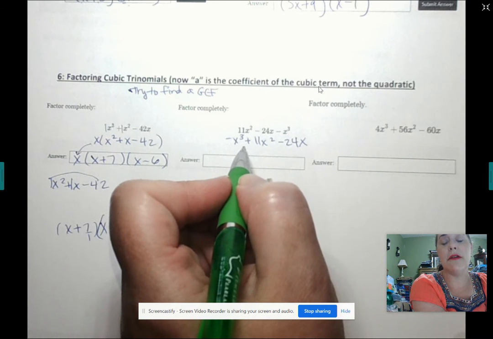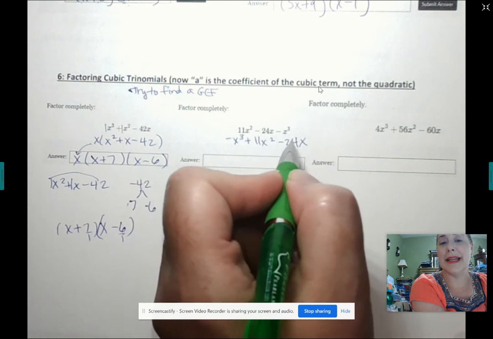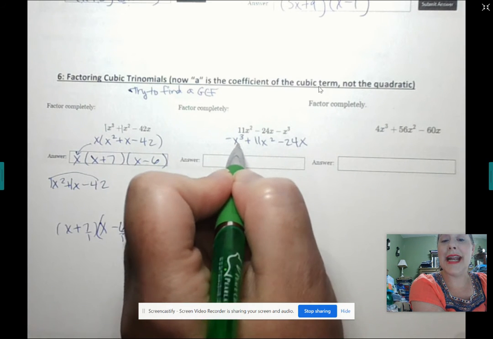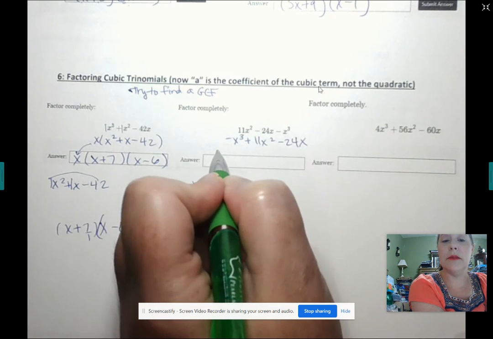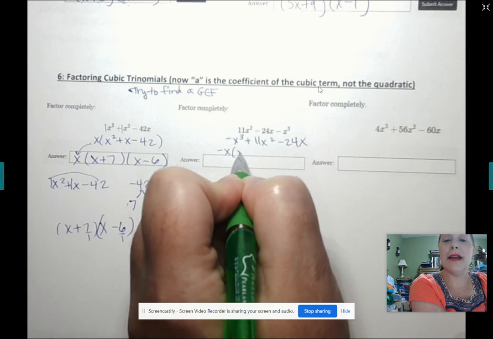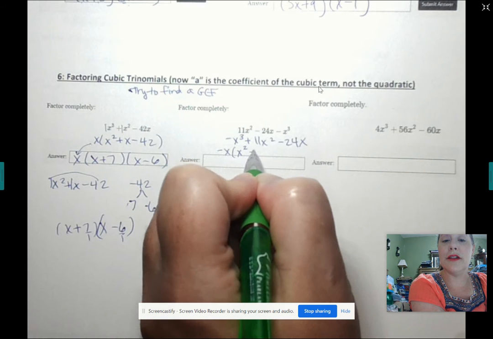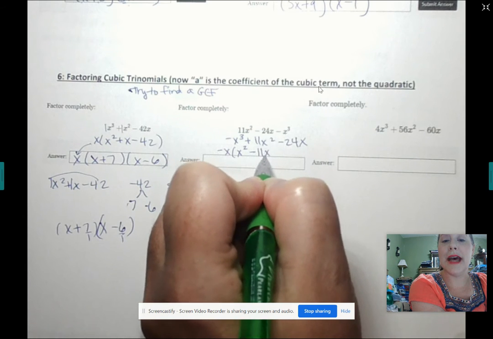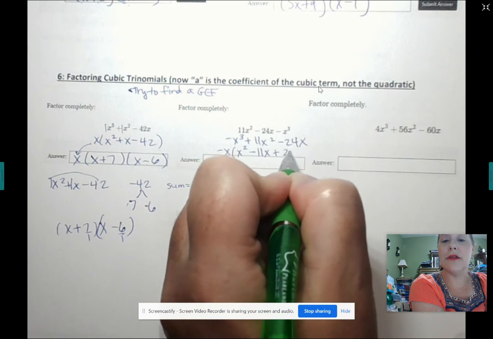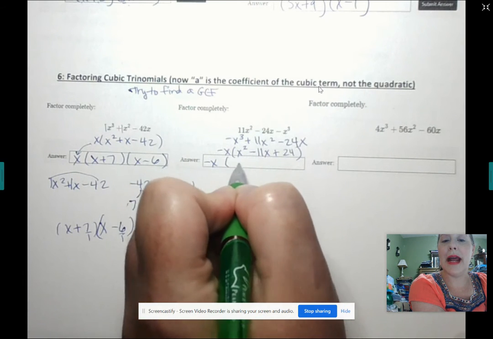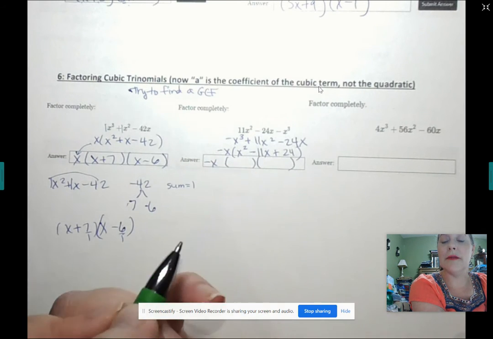I also see that this is a cubic, so the only way I'm going to be able to do any further factoring is if I can pull an x out of all of these, and I can. So I'm going to pull out a negative and an x out of each of these three terms. And when I do that, that leaves me now with a positive leading coefficient. This turns to a negative 11x, and this turns to a positive 24. So I have a GCF that I cannot forget about, and I have a quadratic that I need to factor.